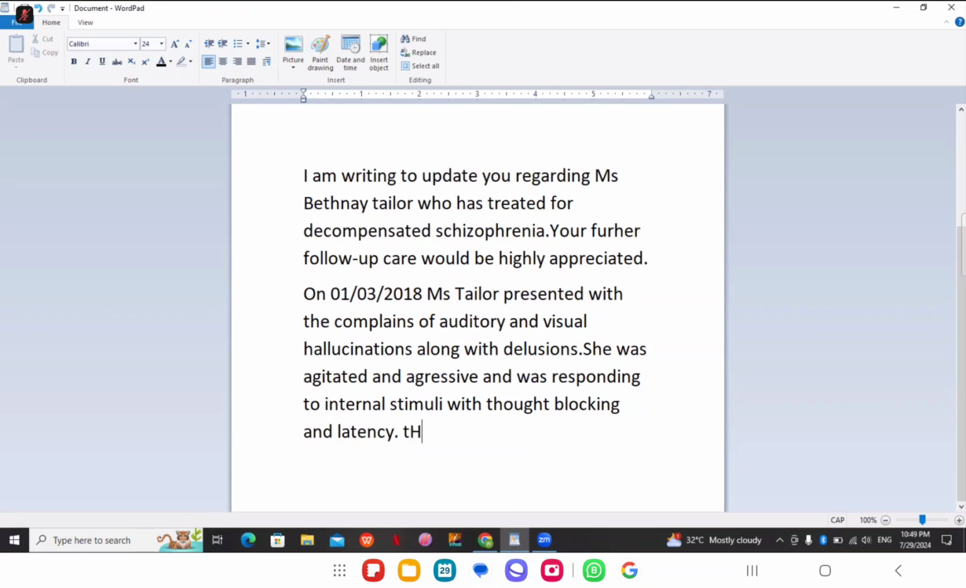Therefore, antipsychotics, or you can simply write towards the next one. This is how I'm going to write my previous paragraph.